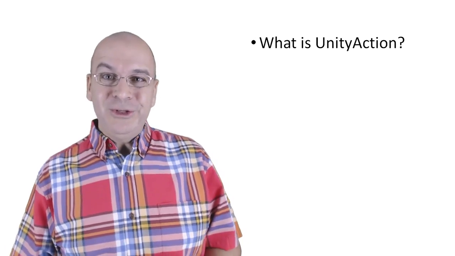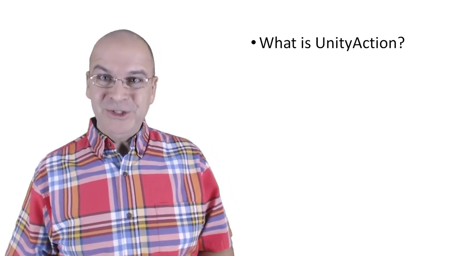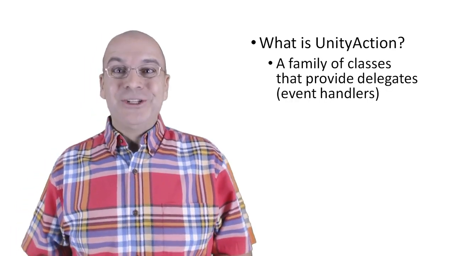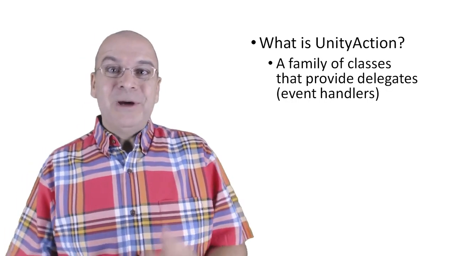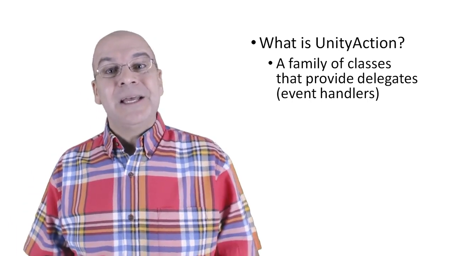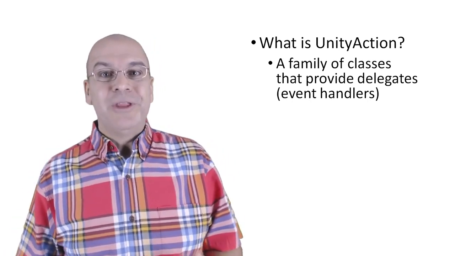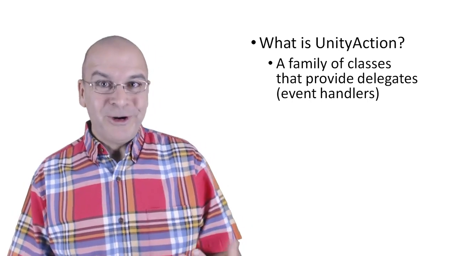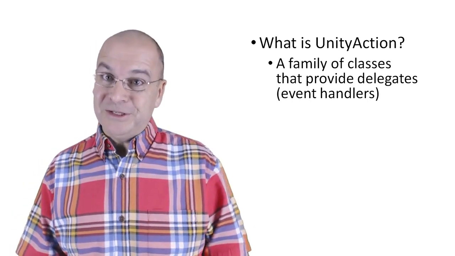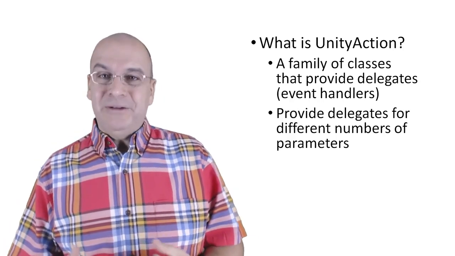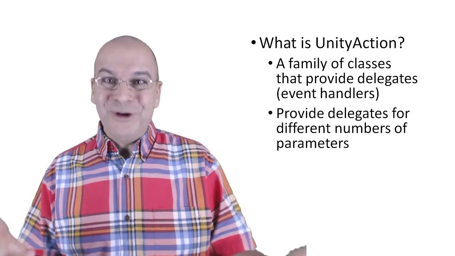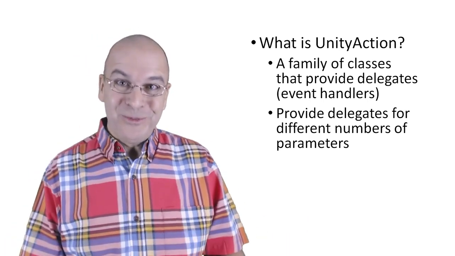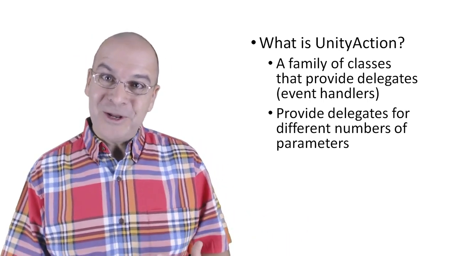Now that we've looked at the Unity event family of classes, what is Unity Action? Well, Unity Action is also a family of classes, but these classes are delegates. They're the method signatures for the event handlers that we will use to listen for particular Unity events. That means that we have a number of forms of Unity Action, like a no argument one, and a one argument one, and a two argument one, and so on.